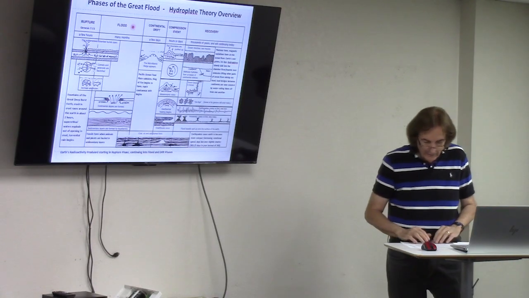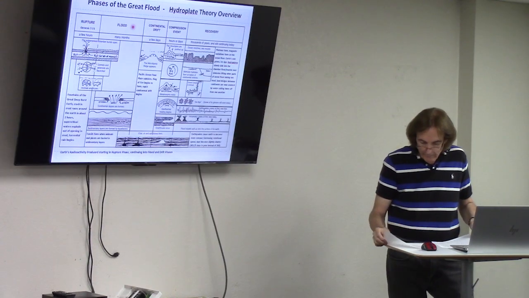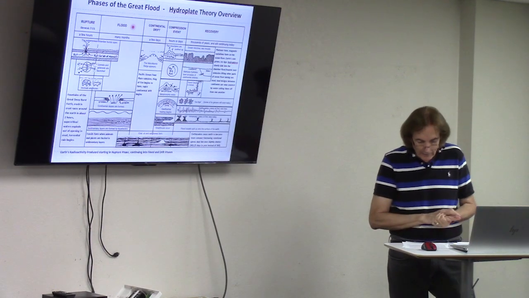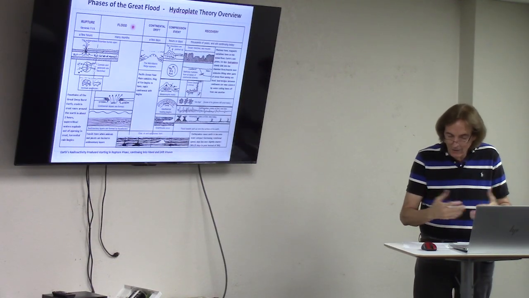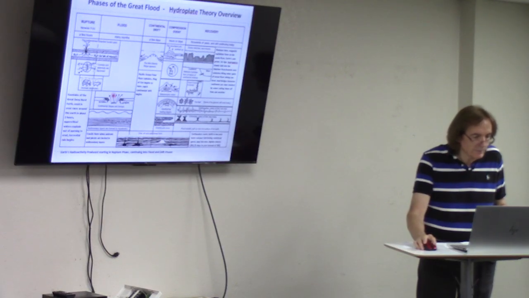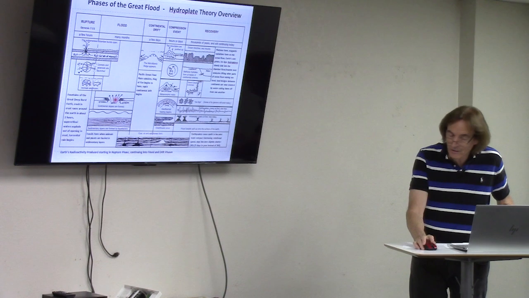So as we got to the end of the flood phase, this would be lasting probably several months. And this is where the extensive continental shelves form. We'll see on the chart here, this is where the erosion starts to cause continental shelves. I know it's probably hard to see on the chart there.